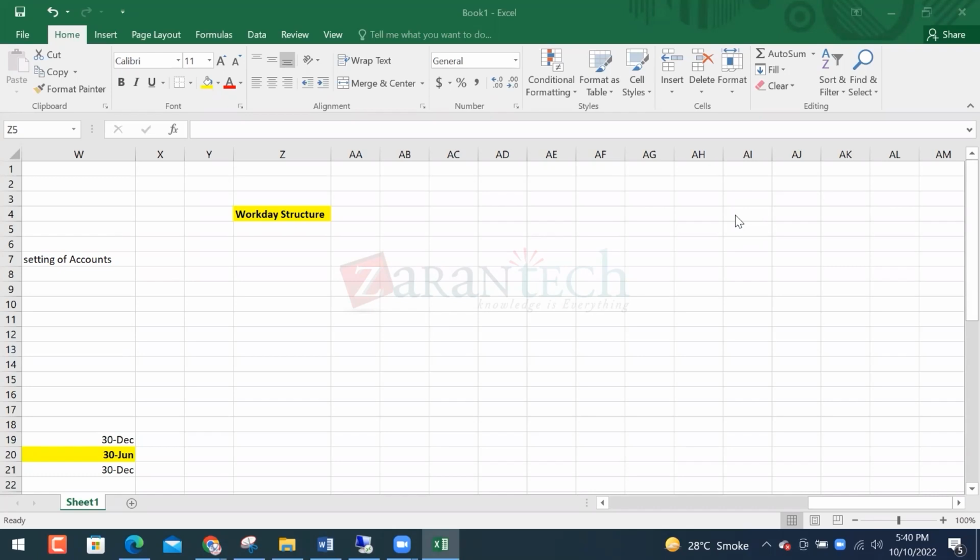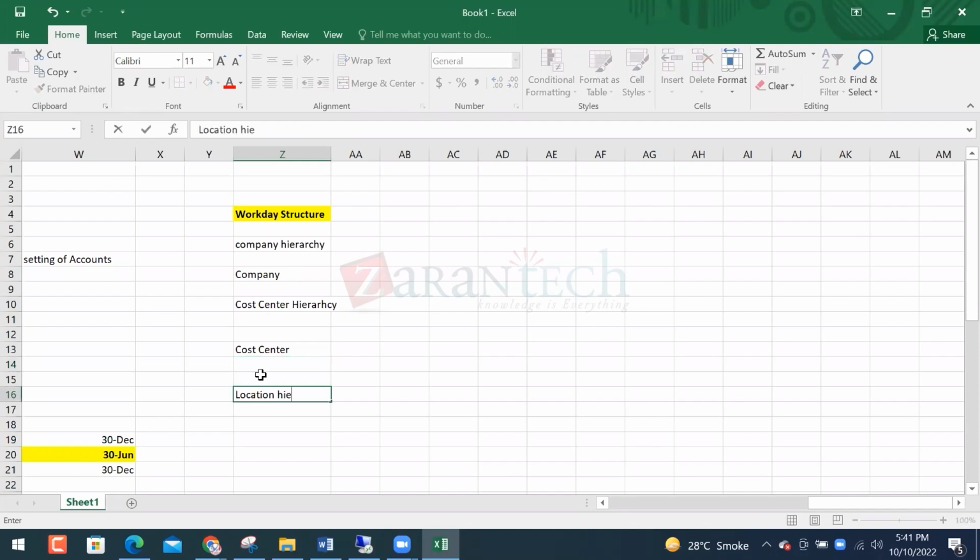It would start with the company hierarchy and then company. Similarly, location. Okay. And then company. Then cost center hierarchy and then cost center. Okay. Then location hierarchy and location. And then supervisory org for the people structure. Fine.